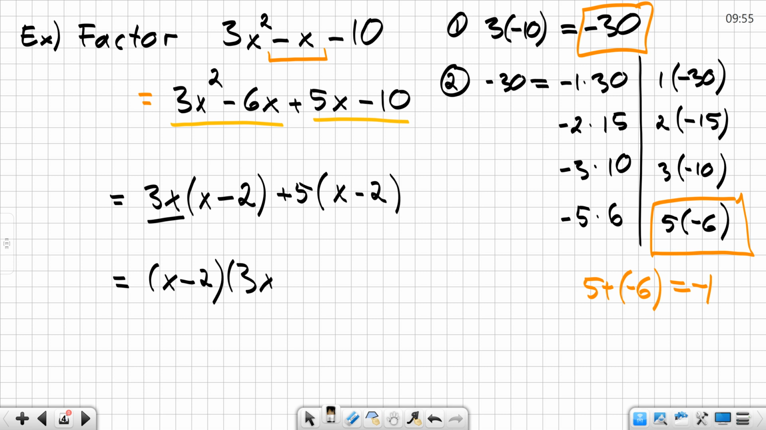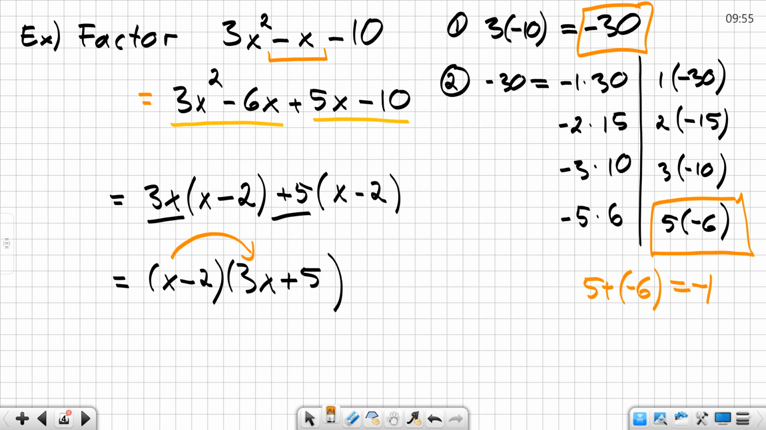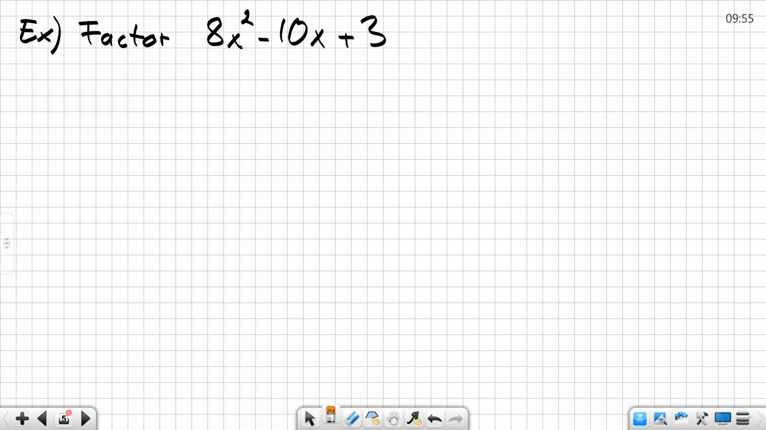Left with 3x plus 5. If I would check this, x times 3x is 3x squared. Negative 2 times 5 is negative 10. And the product of the outer and the inner will sum up to be negative 1x. All right, let's do another one.